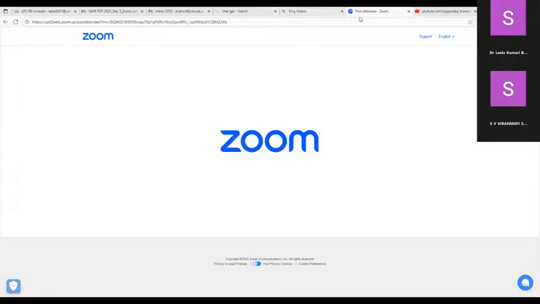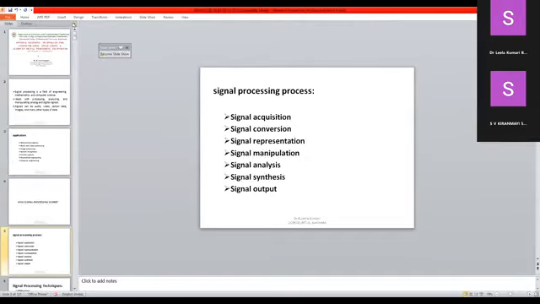So, hope you understand this concept, participants. Is my screen visible? Screen visible, ma'am, but the PPT is not visible. PPT is not visible. Okay. Is it visible now?